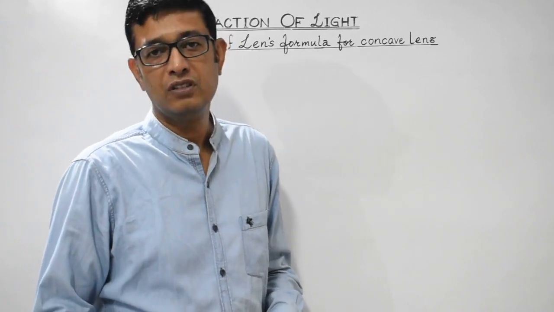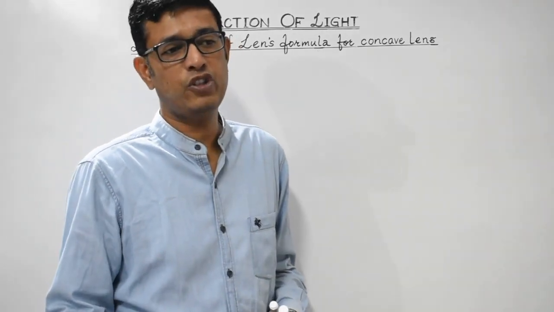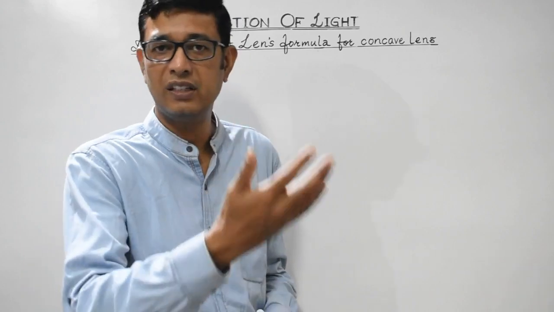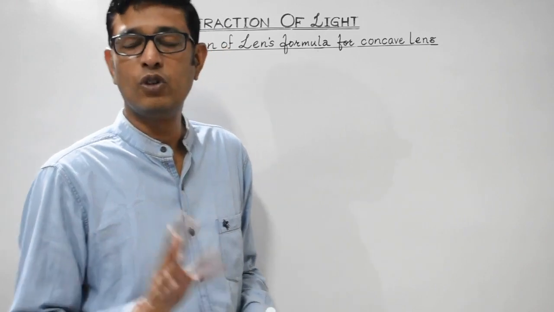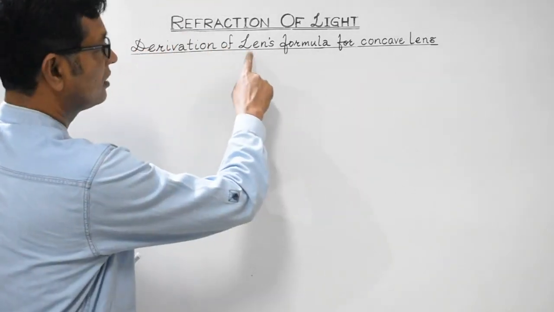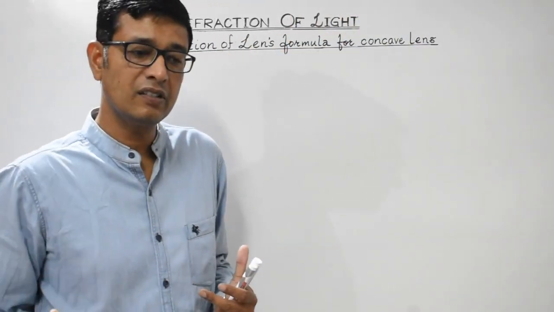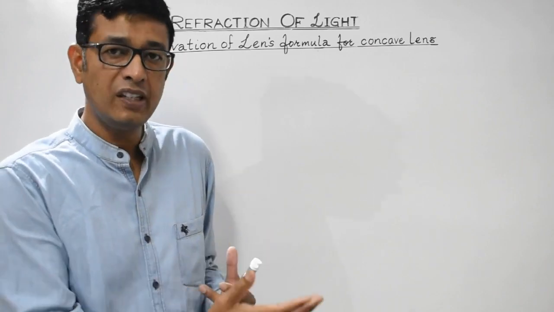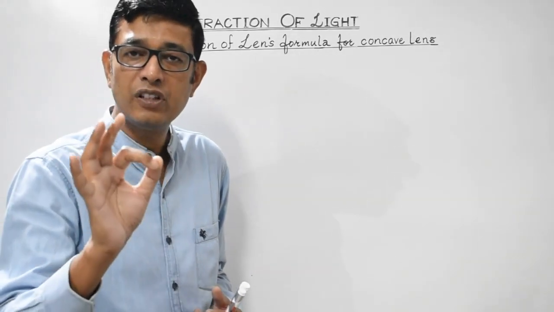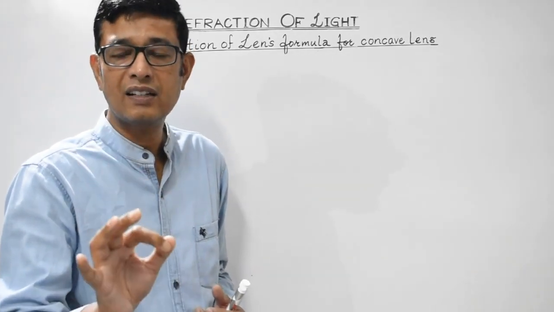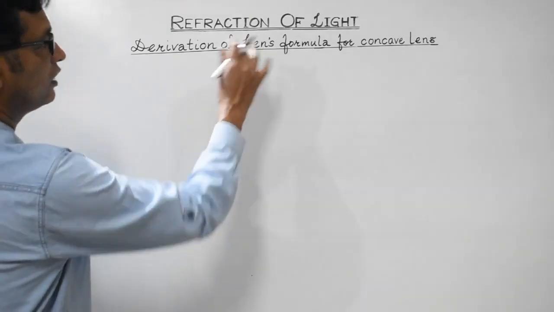In the previous lecture, we derived the lens formula for convex lens, both when the image was real as well as when the image obtained was virtual, right? In this lecture, first and foremost, we'll try to derive the lens formula for concave lens. And students, as you are aware, in the case of concave lens, the image obtained is always on the same side as that of the object. What I mean to say is that the image is always virtual, erect, and diminished, right? So let's start with the mathematical derivation of the lens formula.